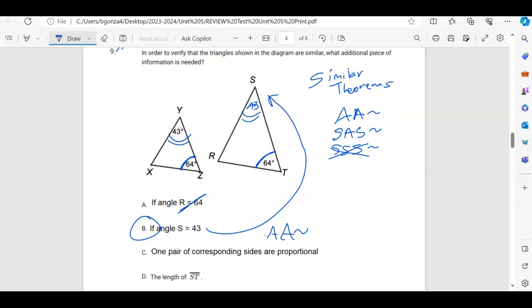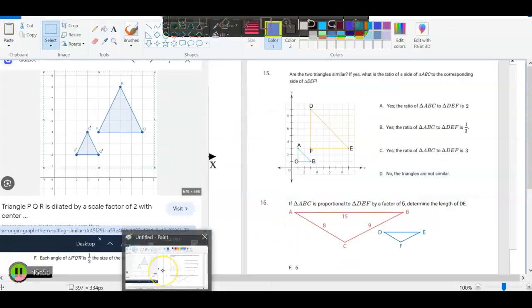Okay, now it says if one pair of corresponding sides are proportional, that's not enough. That would be an A and an S, and A and an S is not enough. We need a SAS. If we knew the length of ST, that's just one side, not enough.